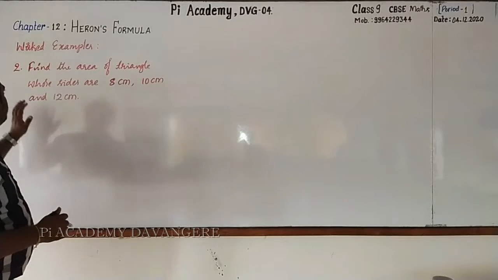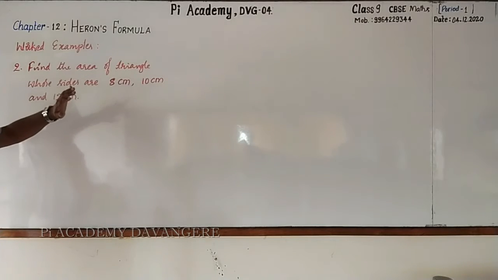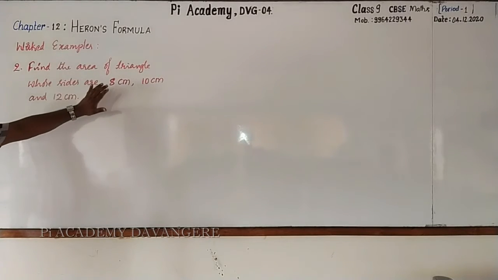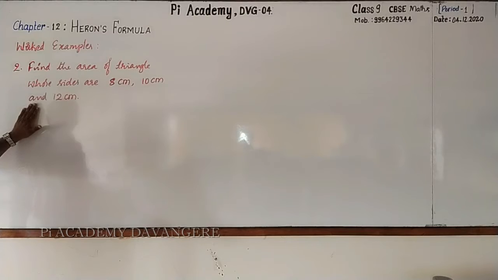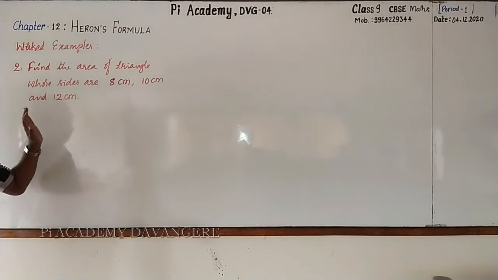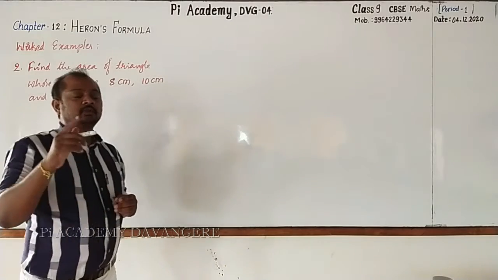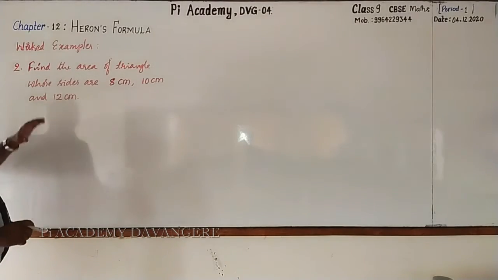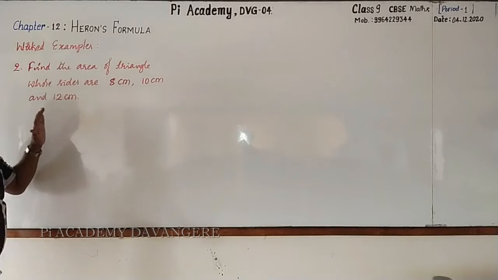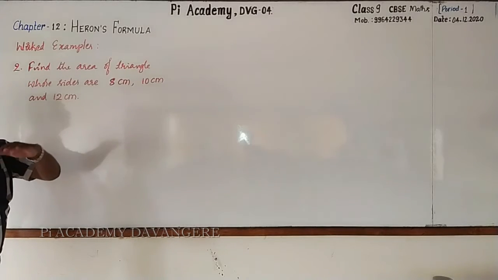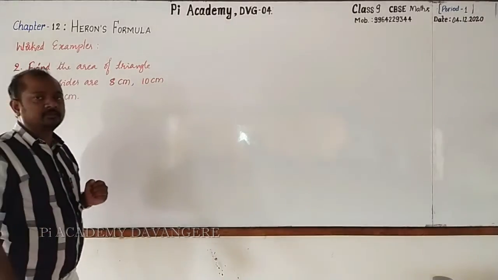Dear students, now we are moving to second one. It is also similar to previous one. See that, find the area of the triangle whose sides are 8 centimeter, 10 centimeter and 12 centimeter. Hope that you are all able to do this yourself. Do one thing. Pausing the video, copy the statement and write yourself from data up to conclusion. Afterwards, you can cross check with my writing.